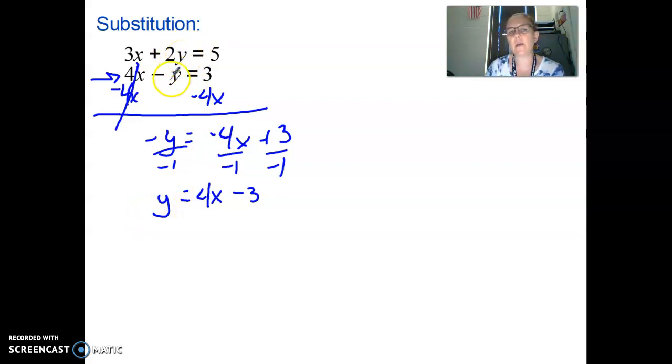It doesn't really do any good to substitute into this equation. Everything just cancels out and I'll get 3 equals 3. What I want to have is something where I can solve with my x and my y. So I have to substitute into the other equation. So that 3x, I'm not doing anything with that right now. Putting in the 4x minus 3 in place of that y.